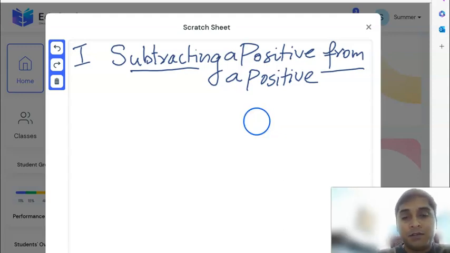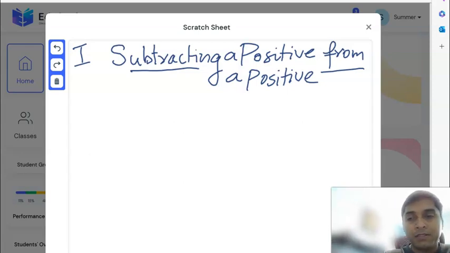This is the first case of subtracting an integer. Subtracting a positive from a positive. In all cases we apply the same rule: add the opposite. So let's think about the logic of why we are doing that.